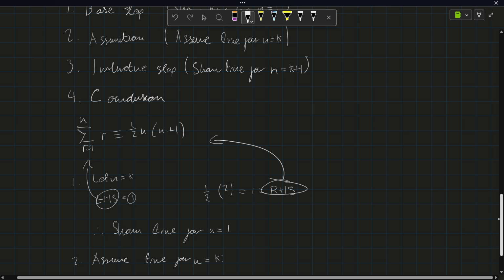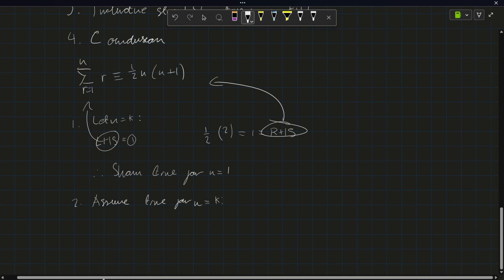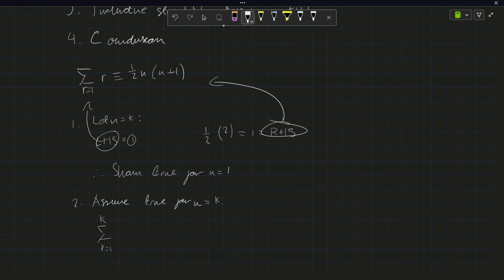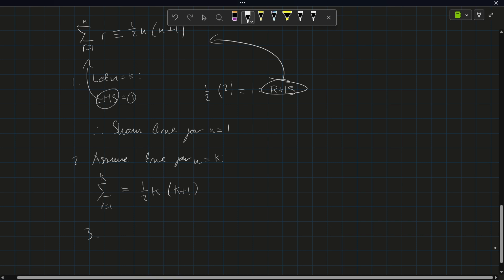Why didn't I do that? Also there we go. I made a stupid mistake here, that's still n, never mind. We're saying this is equal to 1 over 2 k times k plus 1. We're assuming it works for every number. Then step 3 is showing it through the inductive step.